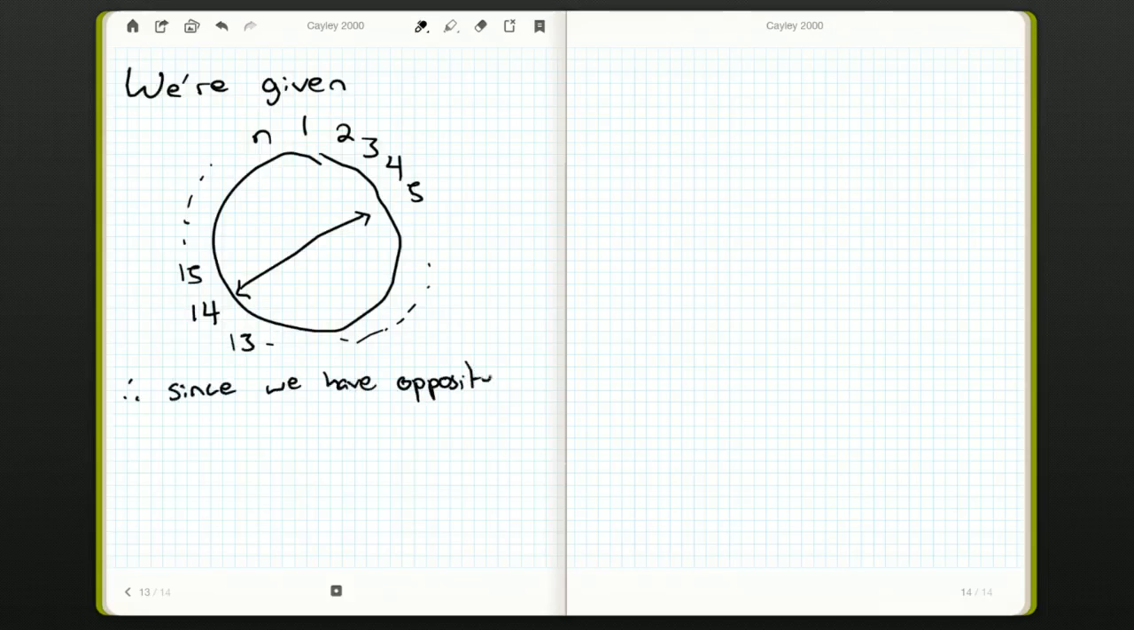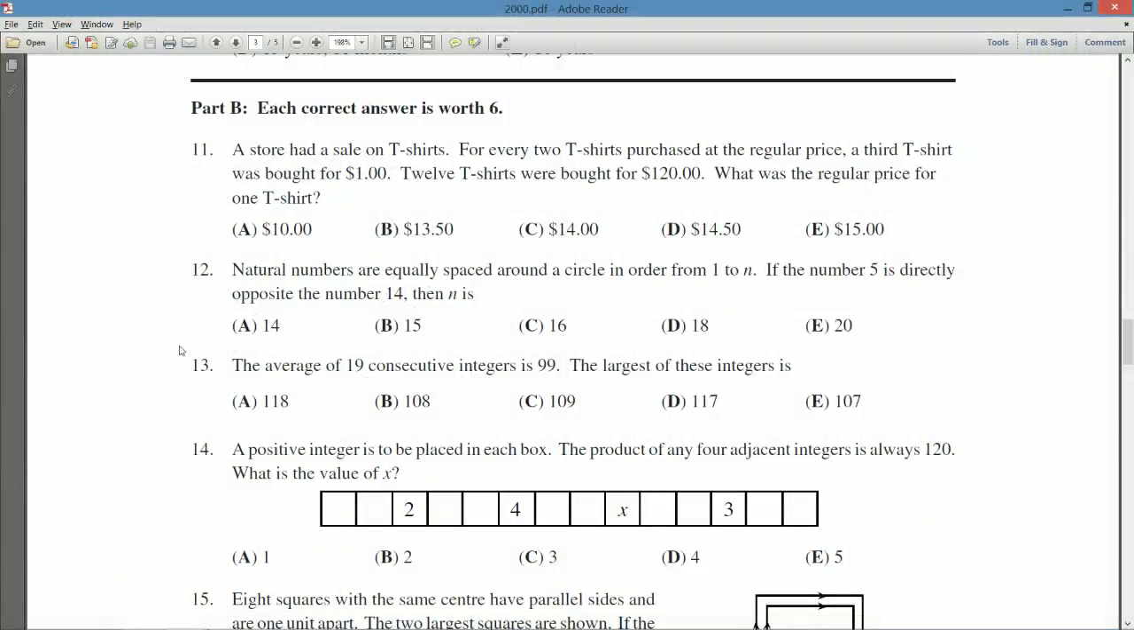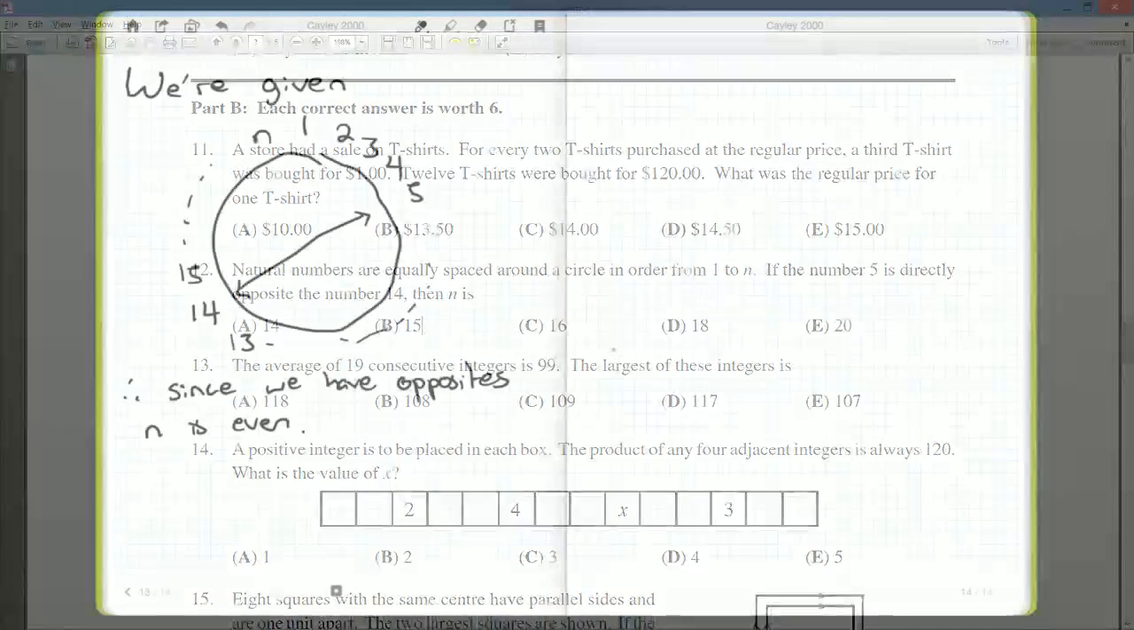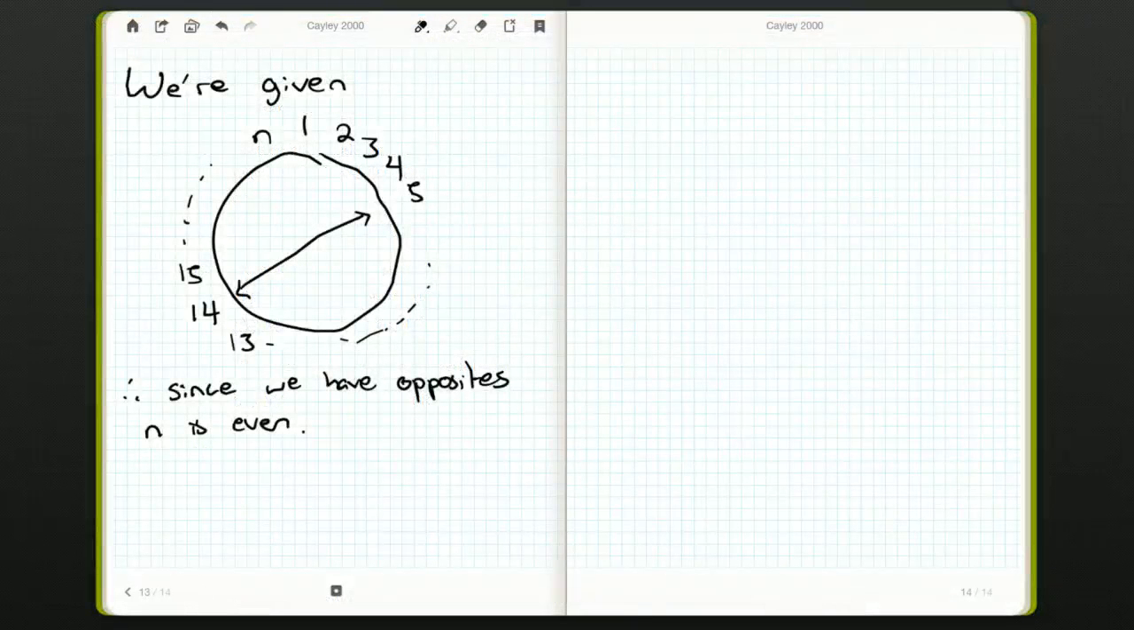Now, since some numbers are opposite to others, since we have opposites, n is even. And let's just take a look. So 14, 16, 18, 20. So we can immediately rule out b is 15. If there were more odd numbers, we could rule out even more and then maybe take a guess if we couldn't finish the question.